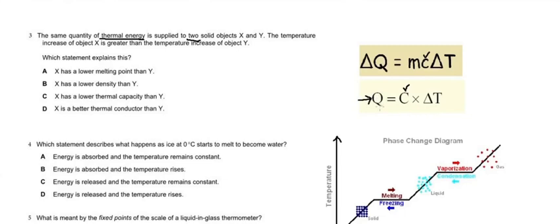So we consider the same heat is provided to both objects, and delta T is the change in temperature. For object X, that change in temperature is higher, and for object Y, the change in temperature is lower. So if the change in temperature is higher, this part is going up.